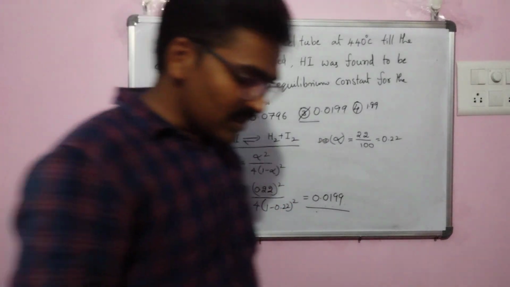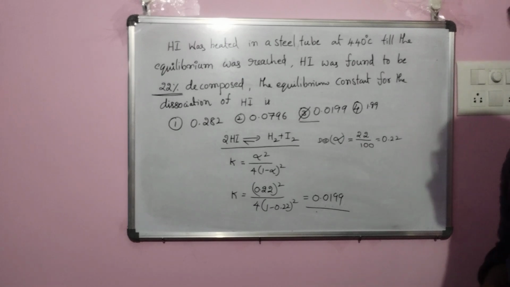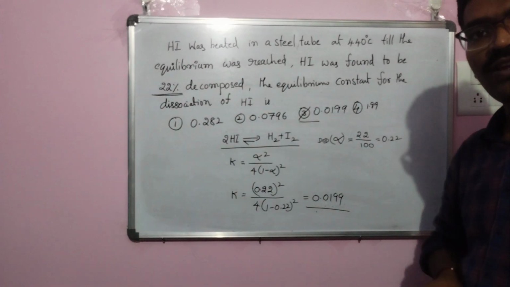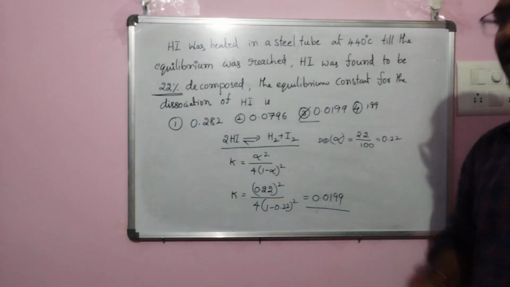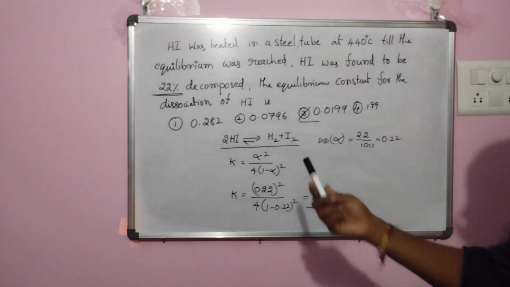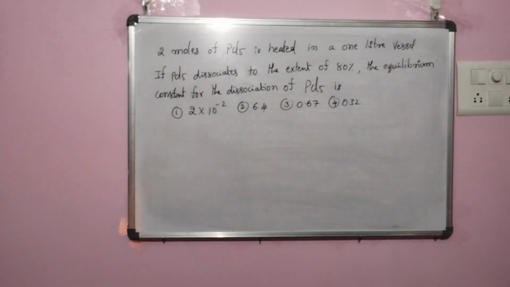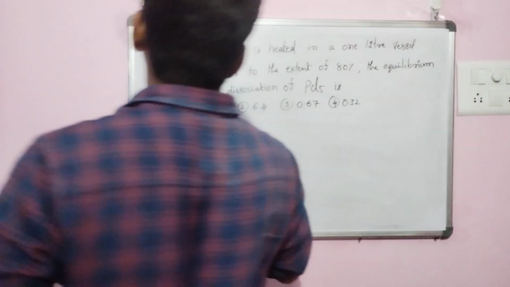So the Kc value for reactions of the type 2AB giving A2 plus B2 can be found with the direct formula. Note it, then we will discuss the next problem. Look at the next question.